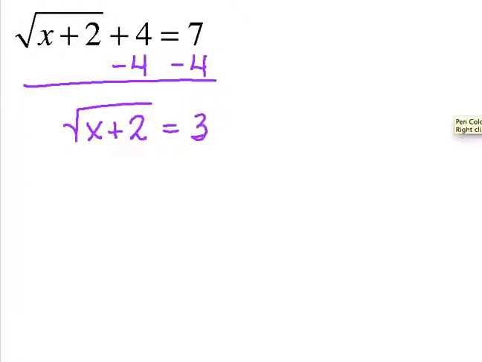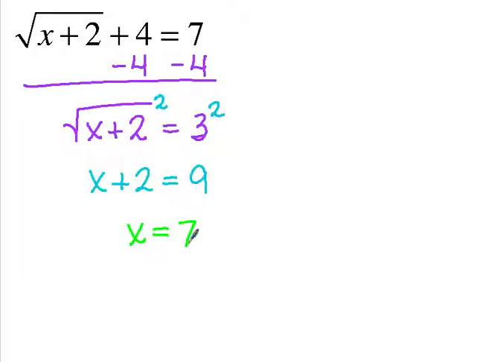So that was step 1. Step 2 says that I need to, in this case, square both sides. So I'm going to square and square. The square root and the square cancel. What does that leave me with? x plus 2, and that's going to equal 3 squared, which is 9. Final step is to subtract 2 from each side, so x equals 7.